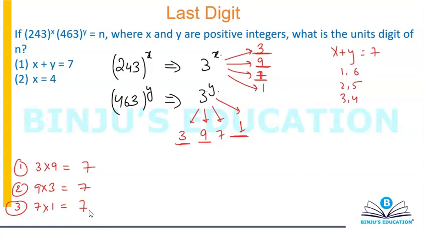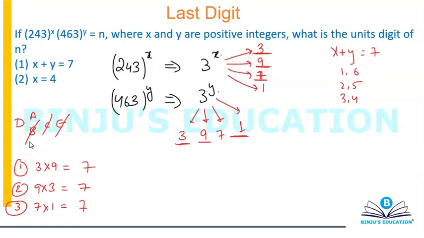Even though I have multiple options, I'm still getting my answer as 7. Okay, so A is definitely my answer. So that means C, E, B goes. The only options that I can now have are A and D.